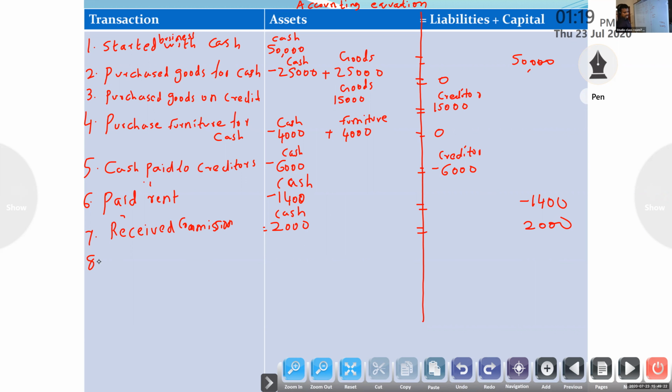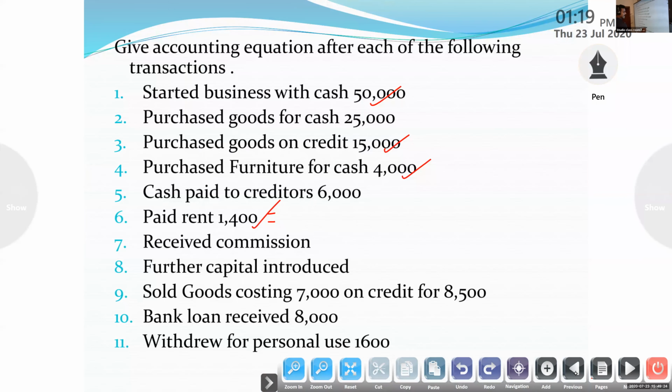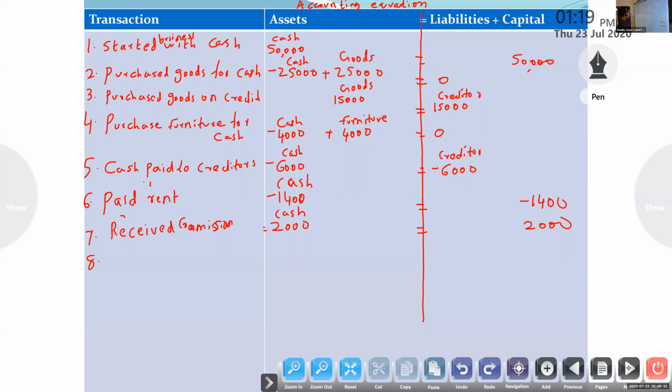Next one. Further capital introduced 10,000. Again, he invested capital. So already we know that. What is further capital introduced means? Started business with cash invested. Cash and capital. Yes, very good. 10,000 is equal to 10,000.